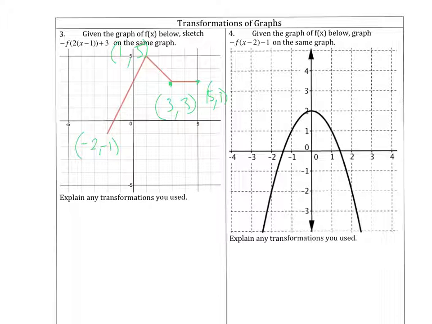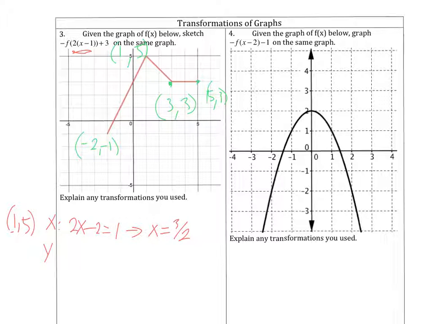Okay, I'm going to do this point by point, and we're going to start with 1, 5. I know that the inside is going to be based on what the x value is, and here, that's going to end up moving to the right and have some kind of a stretch going on here. We have a shortcut that says we can set the inside. I'm going to distribute this 2x minus 2 equal to the old value. And when we solve this, we get x is equal to 3 over 2, or 1.5.